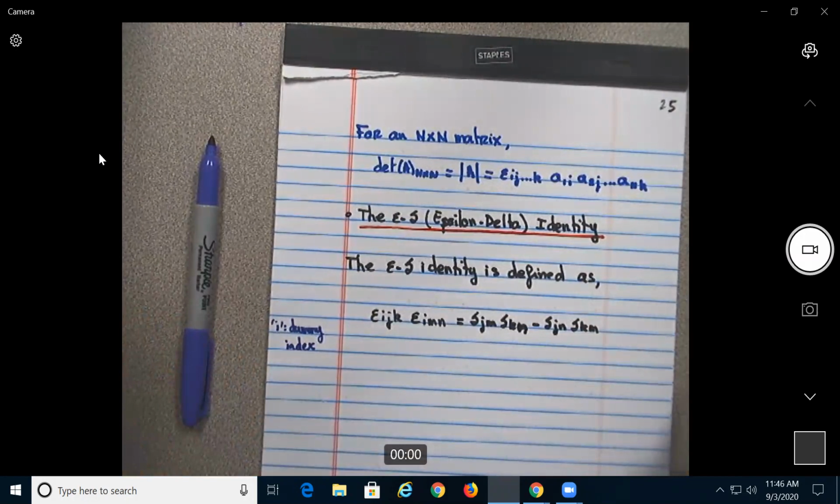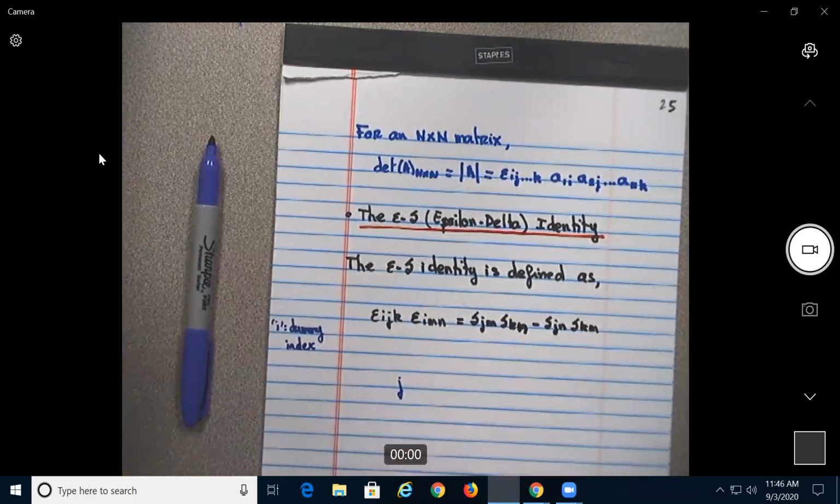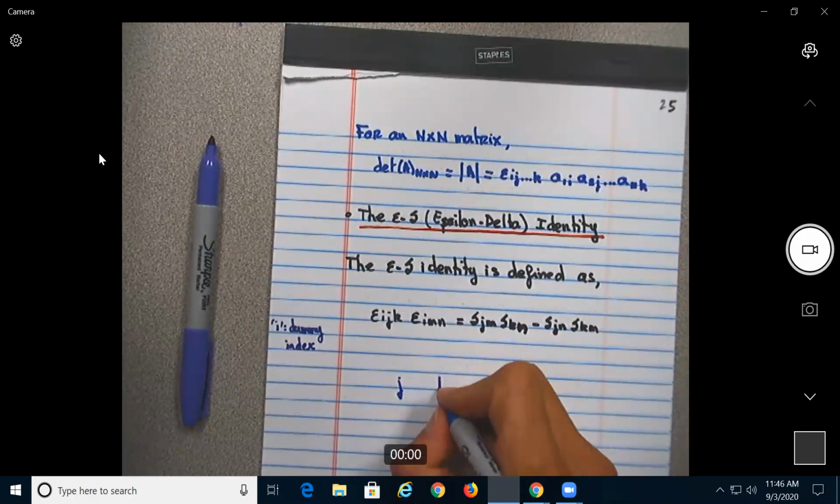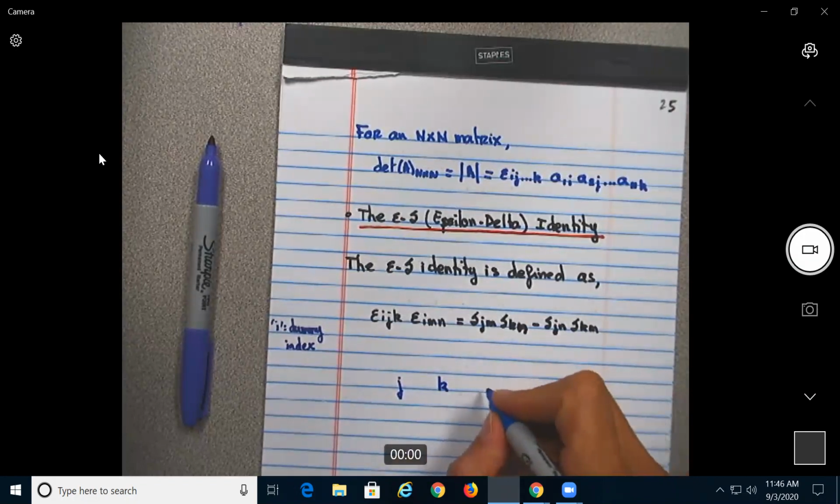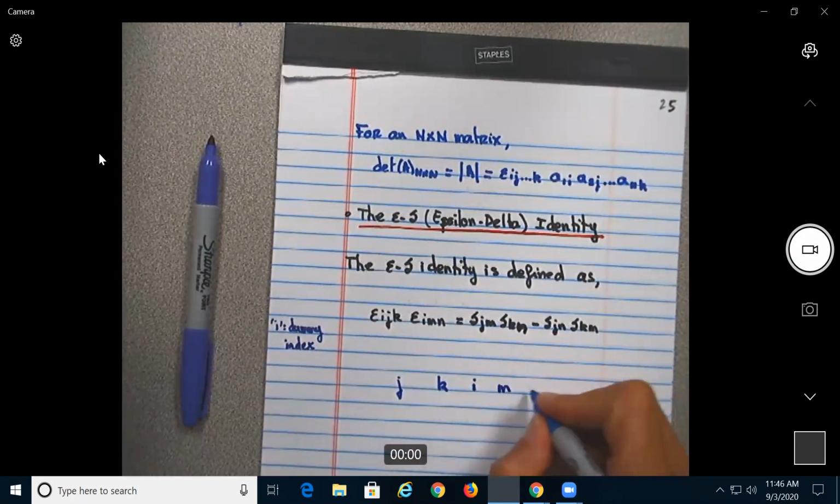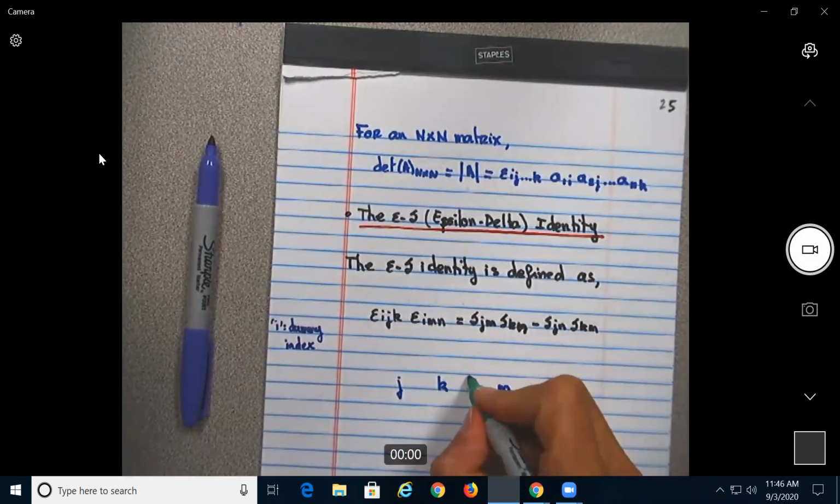for the first term, okay, let's see, how can I do this? All right, let me put over here, J, let's see if this might make it clear. J, K, let's put here the I, M, N. But this one is the dummy operator, so it just stays over here, okay?